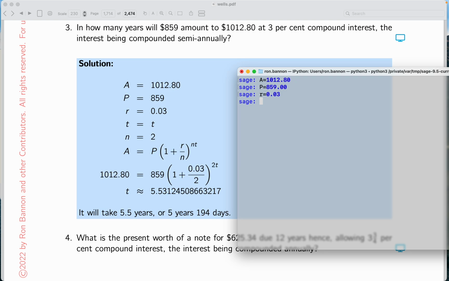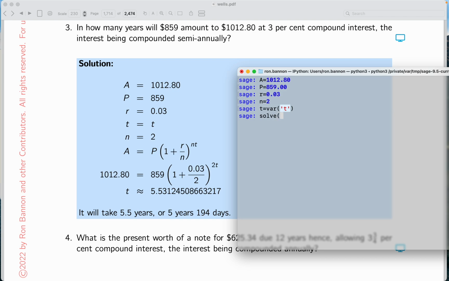I'm going to say T is a variable. Oh, before I do that, N is equal to 2. It's semi-annual, means twice a year. And I can say T is a variable. And now I'm going to solve an equation. And so I'm going to solve.